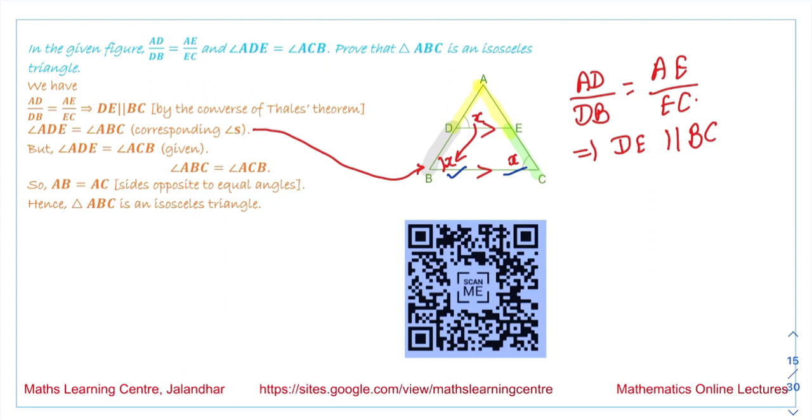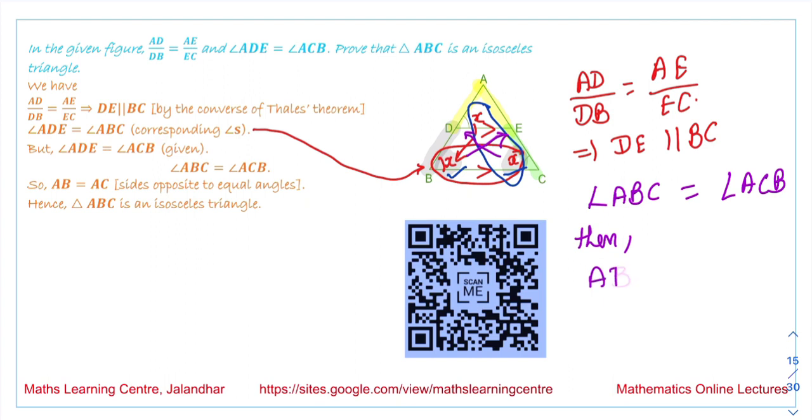But it is given in the question that these two angles, this angle x and this angle x, are already equal. So this angle at B and this angle at C are equal. The side opposite to this is AC and the side opposite to this is AB. So if angle ABC is equal to angle ACB, then we have AB equal to AC, and this proves that the given triangle is an isosceles triangle.